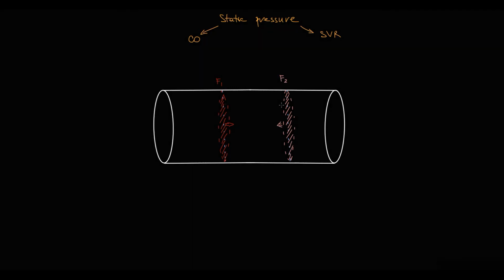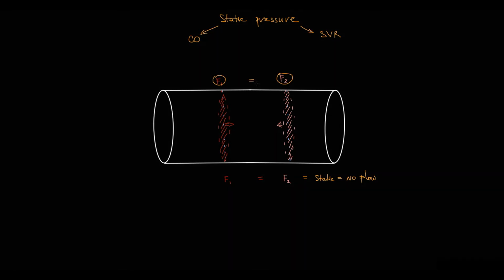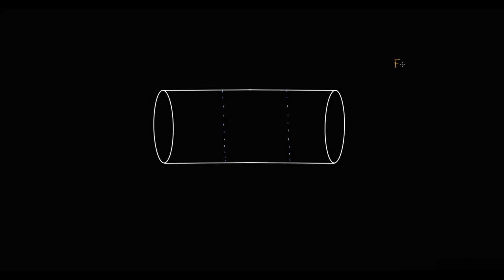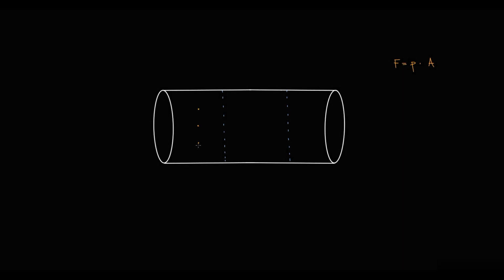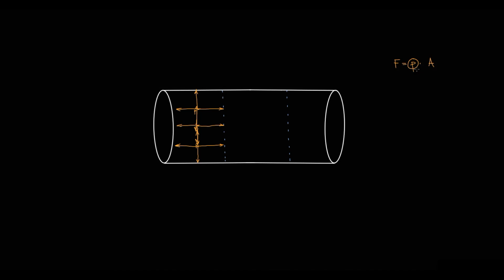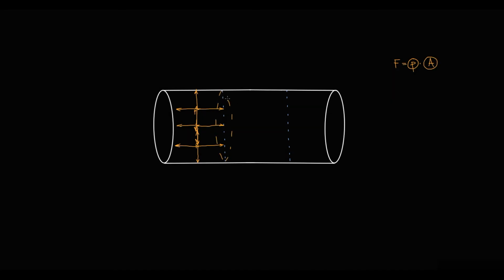And if F1 is equal to F2, fluid is static, because forces that push our portion of fluid are equal from both sides. But how are these forces formed? First of all, force is equal to pressure times cross-sectional area of the vessel. And the concept is that at every point through this vessel, fluid has hydrostatic pressure that acts in all directions due to the physical properties of water. And pressure that is applied to cross-sectional area gives force.